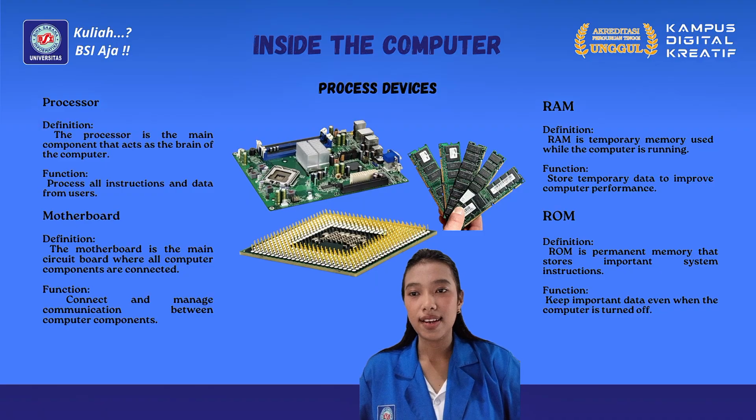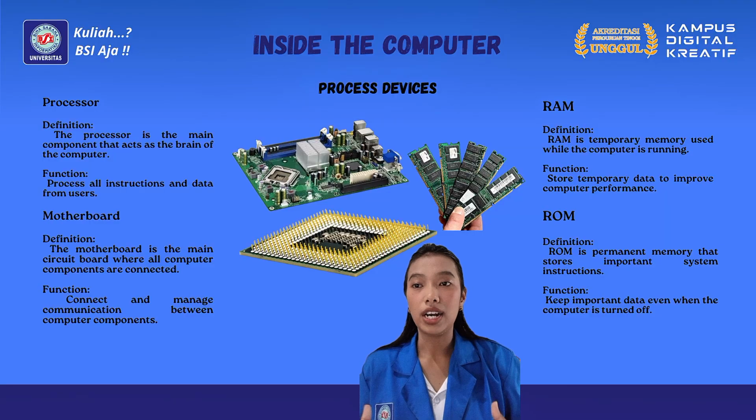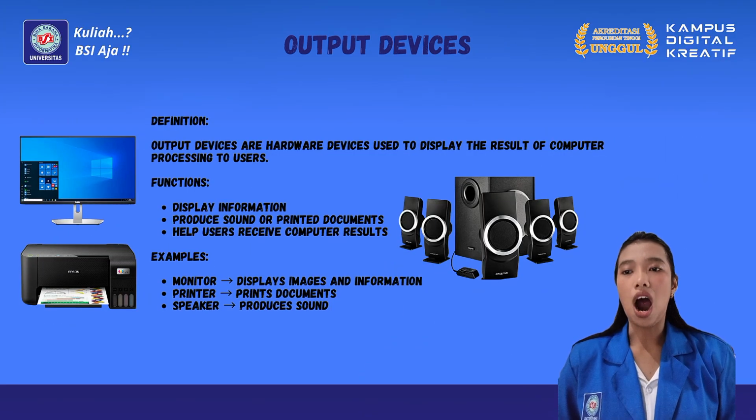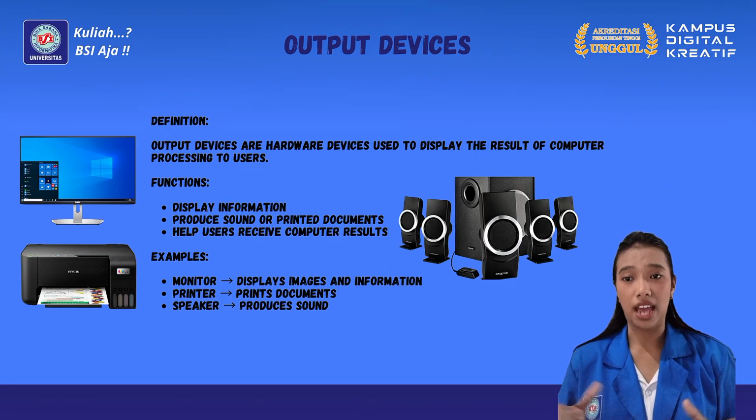The next component is RAM. RAM is temporary memory used while the computer is running. It helps improve computer performance and speed. Another component is ROM. ROM is permanent memory that stores important system instructions and keeps data even when the computer is turned off. All these components work together to process and store computer data efficiently. All devices are important because they help users receive information from the computer clearly.